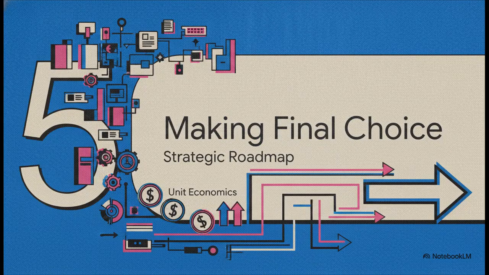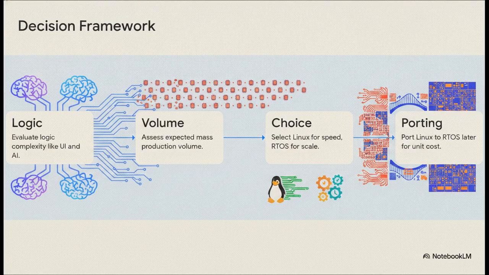Finally, Section 5, making your final choice. So how do we actually pull this all together into a game plan? First step, honestly evaluate your logic complexity. Do you need heavy AI, data processing, or advanced UI? Second, assess your expected mass production volume, because high volume demands lower unit costs. Third, make the call. Pick Linux for speed and complexity, or RTOS for cheap, massive scale.